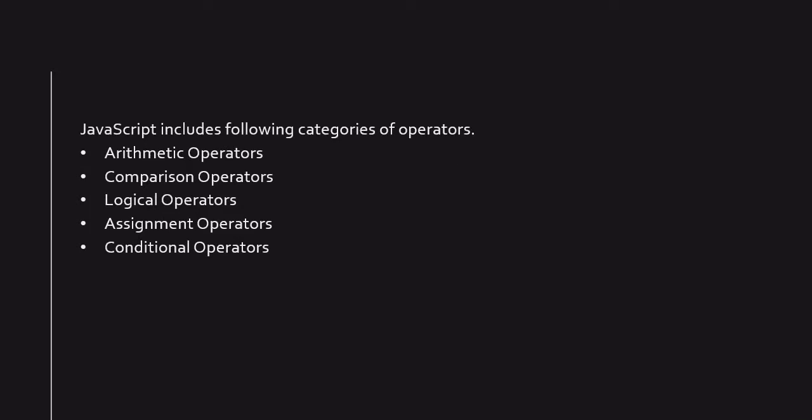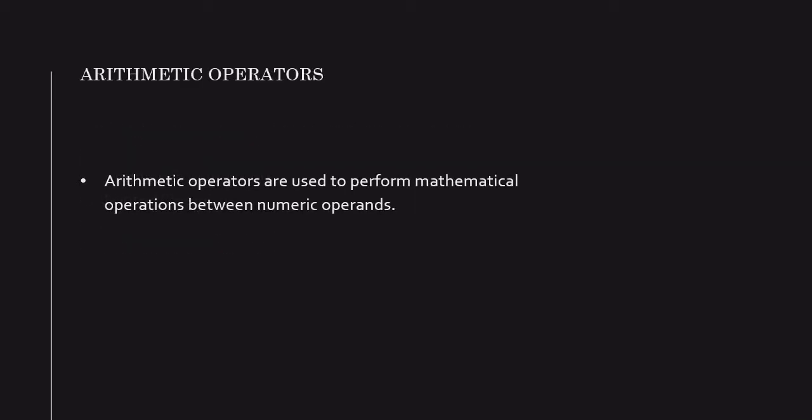JavaScript includes some categories of operators: arithmetic operators, comparison operators, logical operators, assignment operators, conditional operators. We will first see what arithmetic operators are. Arithmetic operators are used to perform mathematical operations between numeric operands. For example, when we make a simple calculator, arithmetic operators work behind it.